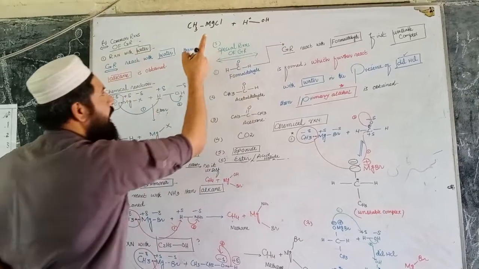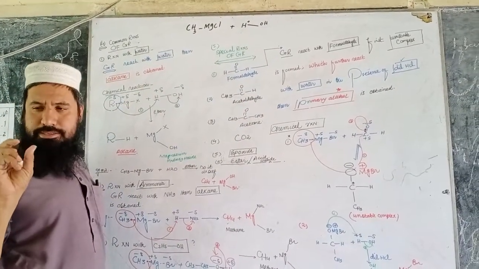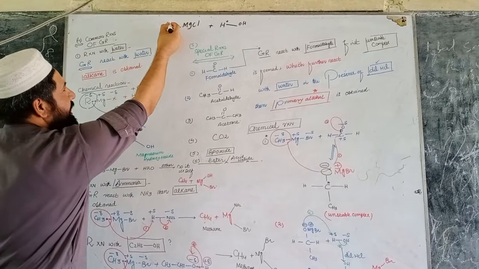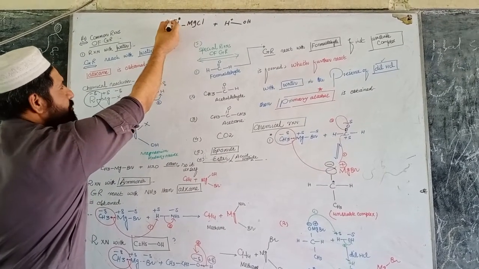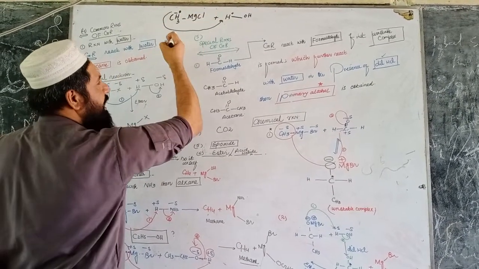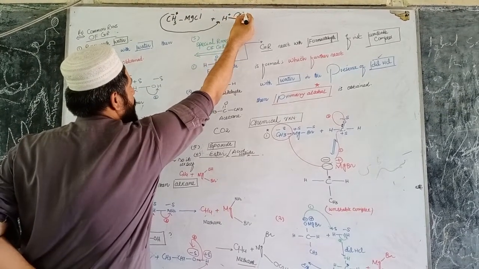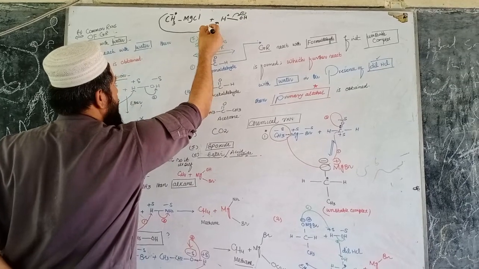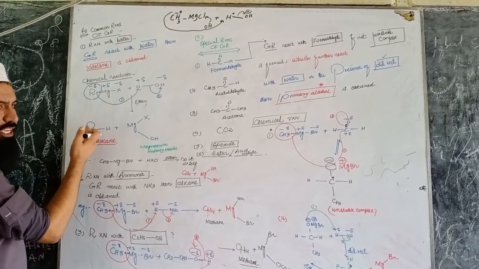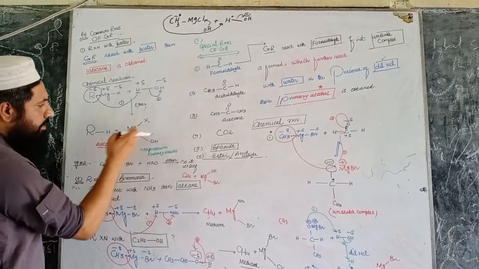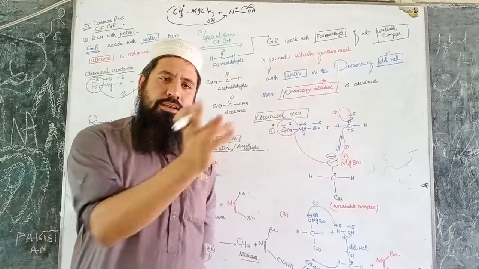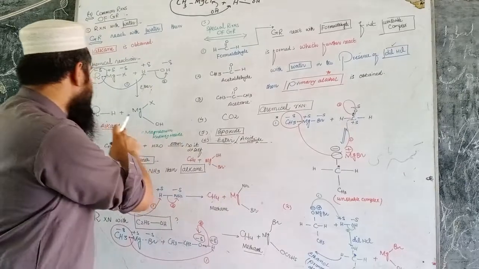I have told you that the carbon-metal bond is a polar bond, and in this polar bond carbon bears a negative charge. So this negative charge attacks this hydrogen and abstracts it from water, and this becomes OH negative, which comes here. So we produce RH, where R means CH3, that is CH4, and MgX(OH). So when Grignard reagent reacts with water, alkane is formed.